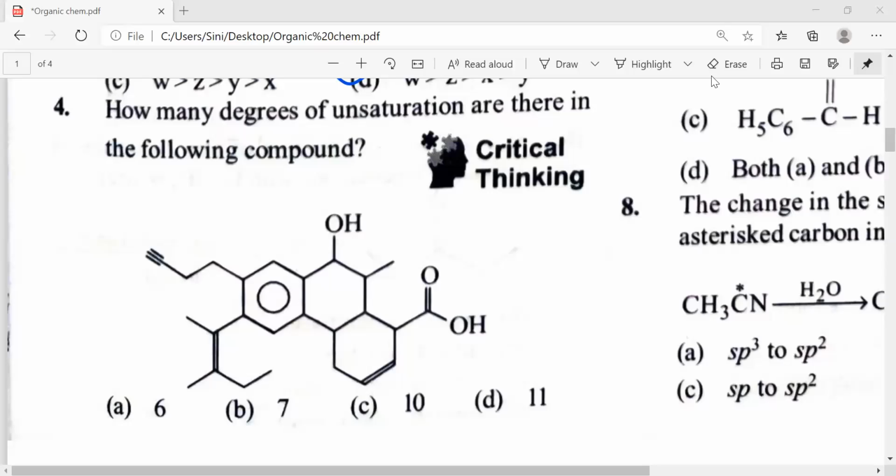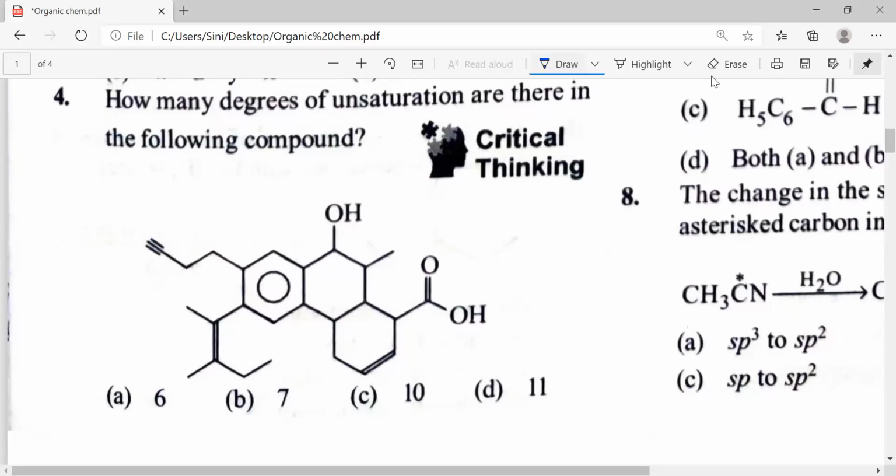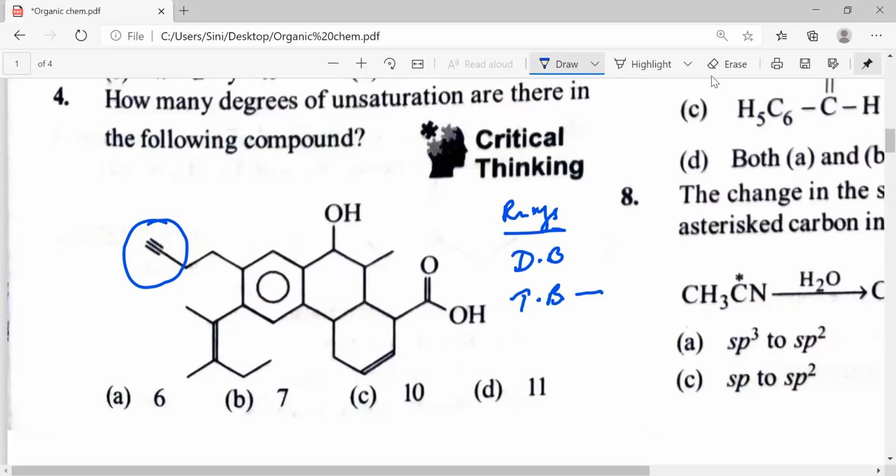So first thing in this, we have to know the number of rings, how many rings are there, then double bonds (DB), then triple bonds. Correct. If I take the benzene ring, this is a ring. In this benzene, how many double bonds am I getting? I'll get 1 double bond, 2 double bonds, 3 double bonds. Then I can see a double bond here, that is 4, then the 5th here, and a double bond here. 6 double bonds I can see.